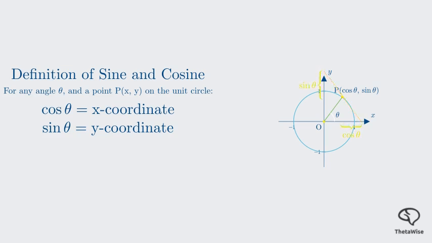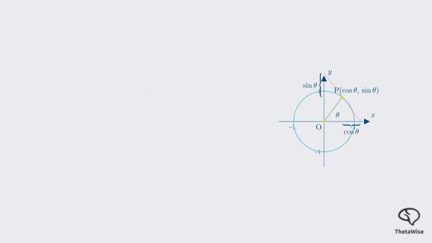Since x and y can only go between -1 and +1 on the unit circle, this implies that the values of sine and cosine can never be greater than 1 or less than -1. So, for any angle θ, the range of sine and cosine is from -1 to +1. This is a fundamental property of these functions.